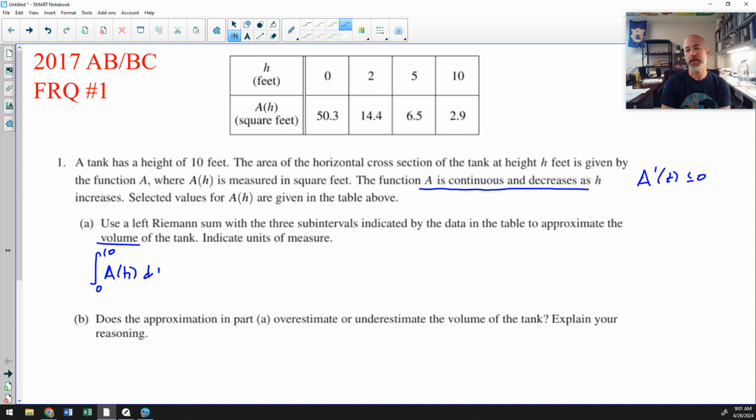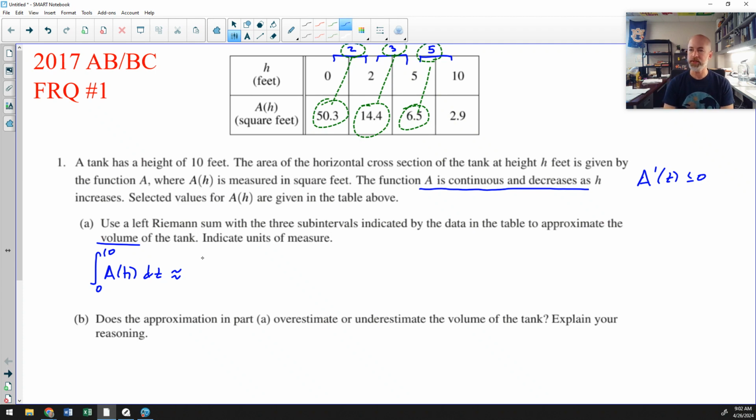That is your setup. And we will approximate that using a left-hand Riemann sum, which means we need the delta H's because the delta H's represent the bases of each of the rectangles. So we have those 3 delta H's, and then we will multiply those bases times the height of the rectangles, which is your function values, and we will use the left-hand heights. So 2 times 50.3, 3 times 14.4, and 5 times 6.5.